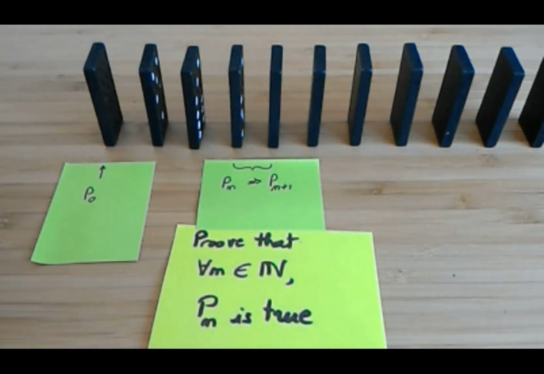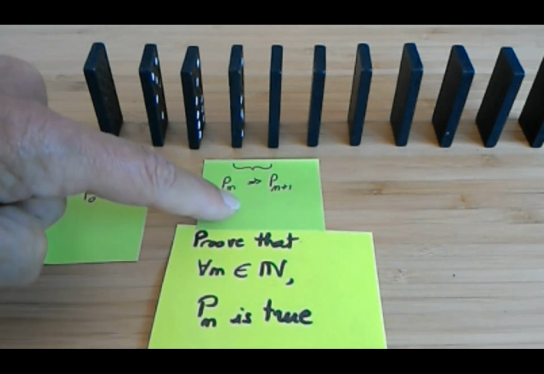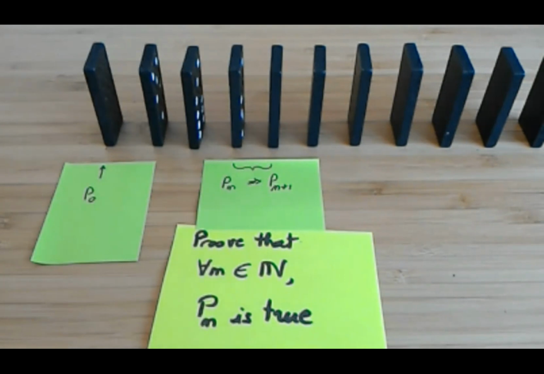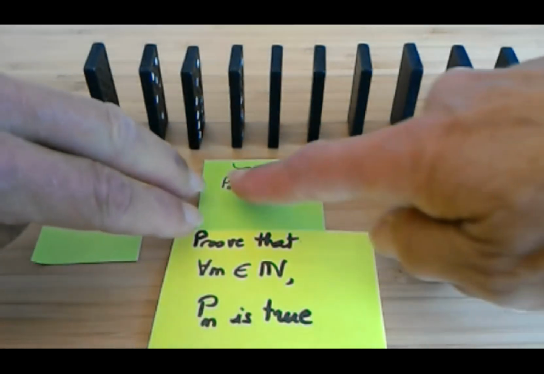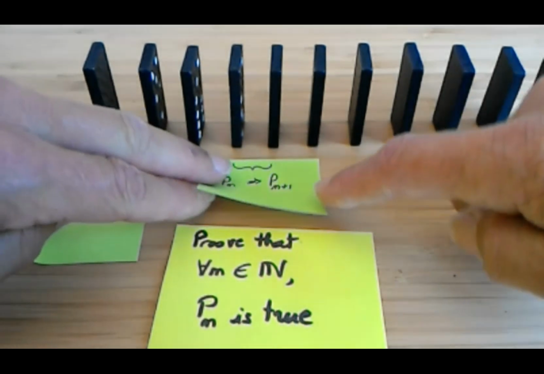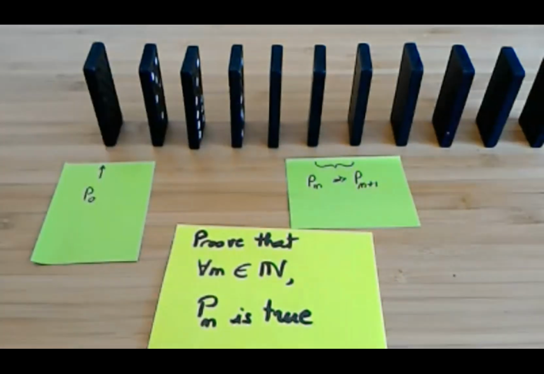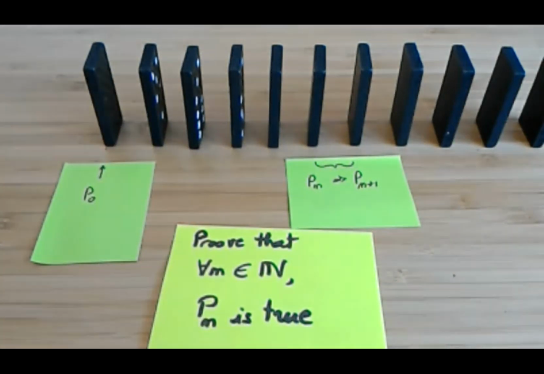So I only have two things to do. I have to prove that the first one is true, and I have to prove that each time a statement is true, then it makes the next one true, okay? So when I say Pn and Pn plus 1, it can be any couple of statements that are one after the other, right? It can be this one or whatever.